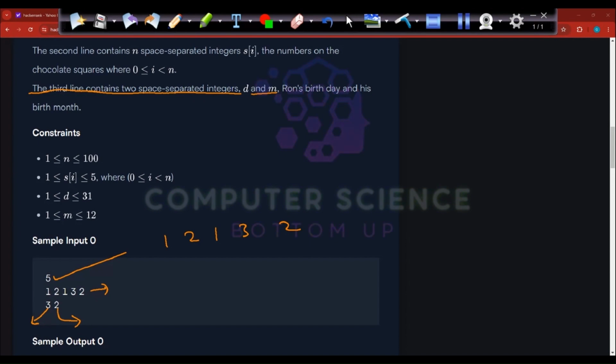Okay, so birth month is 2, which means we have to just look into any two adjacent squares. How many of them sum up to 3? This one, this does not. This is because 1 plus 3 is 4, 3 plus 2 is 5. So how many ways? 2 ways.